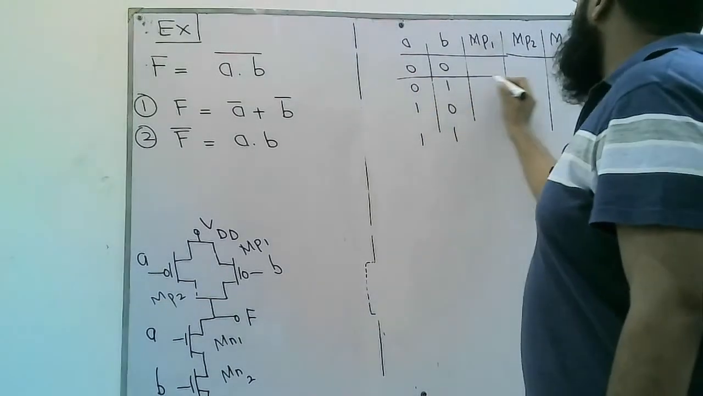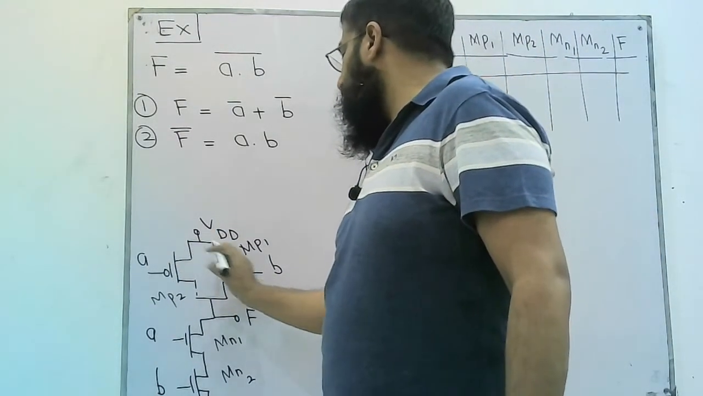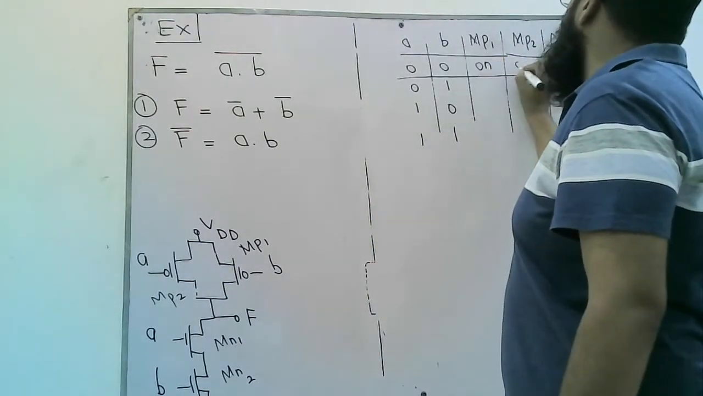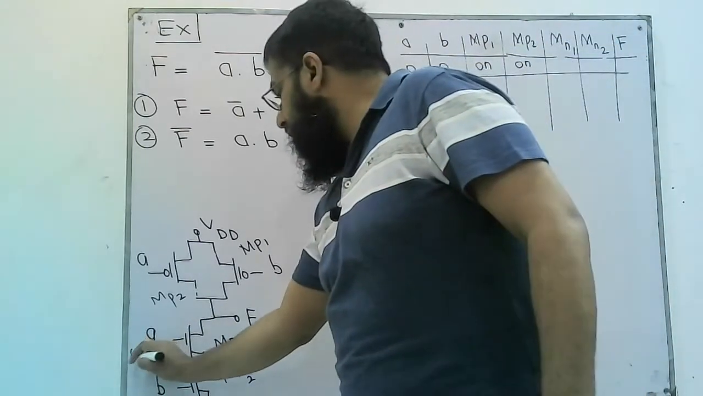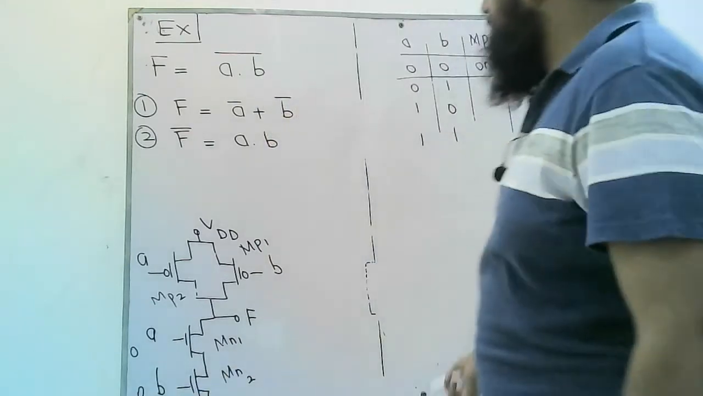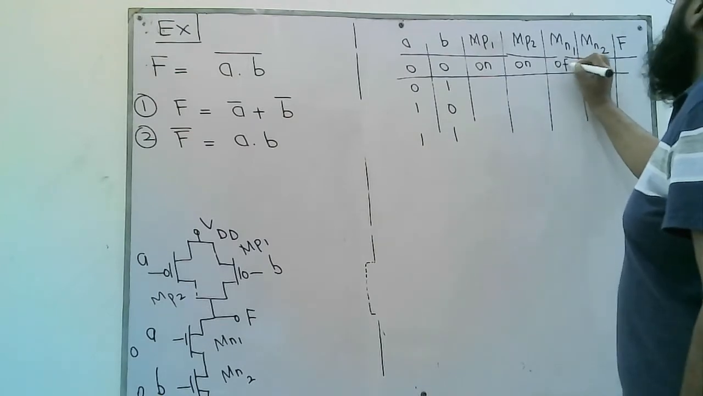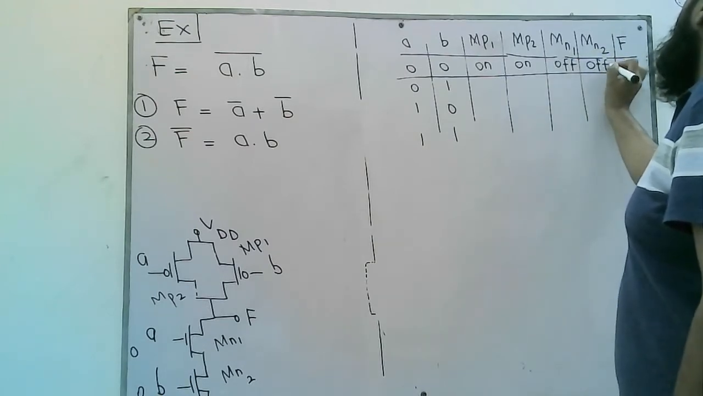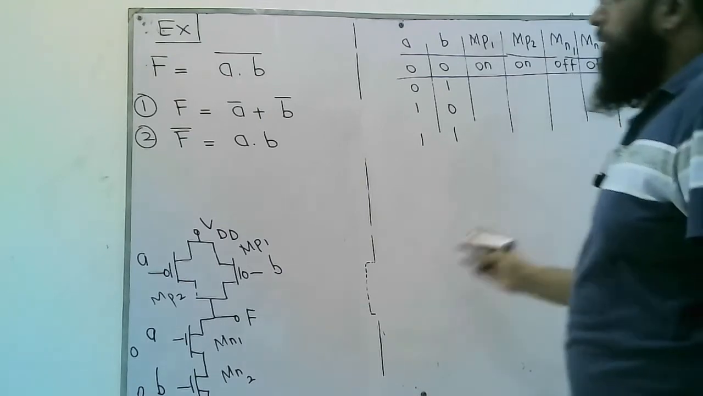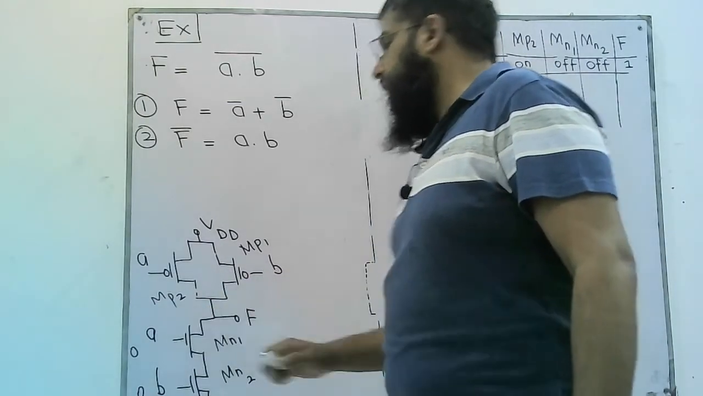If we have 0 and 0 applied as input, VSG for this transistor would be greater than VTP, and VSG for this transistor would also be greater than VTP. So these 2 transistors are on. If we apply 0 and 0, the two A inputs are the same and the two B inputs are the same. VGS for the NMOS transistors will be smaller than VTN, so these 2 transistors would be off, and the output would be logic 1, with VDD available at the output through MP1 and MP2.